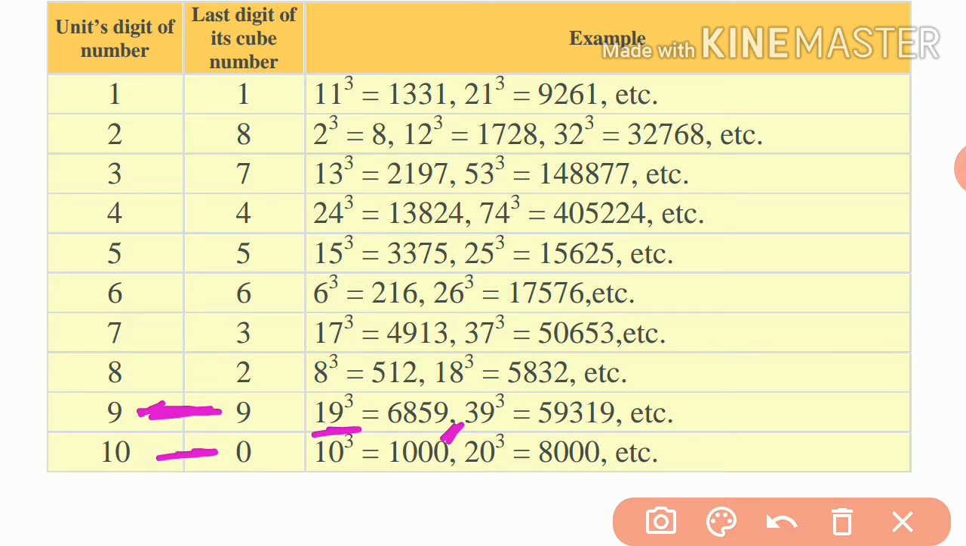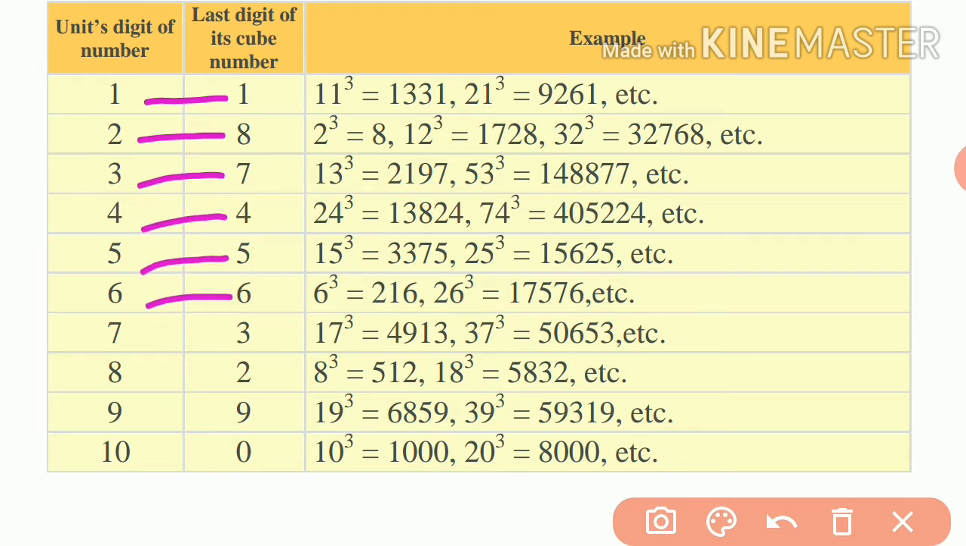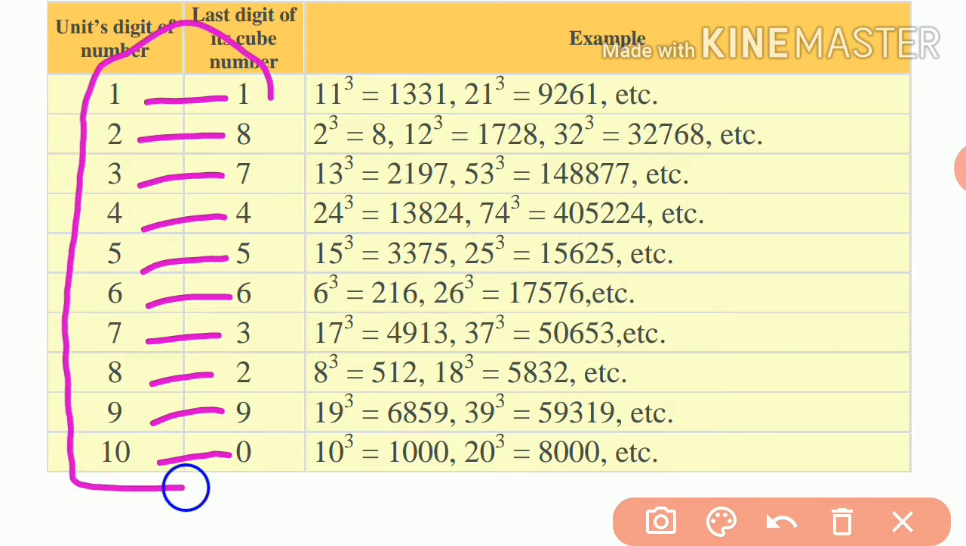In this way we can say that 1 is related to 1, 2 to 8, 3 to 7, 4 to 4, 5 to 5, 6 to 6, 7 to 3, 8 to 2, 9 to 9 and 0 to 0. This result will be used to find the cube root of a given number by the estimation method.